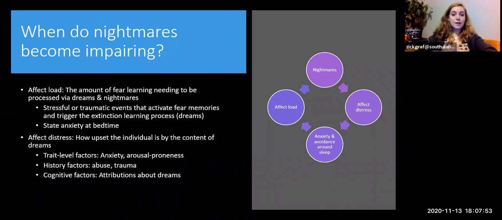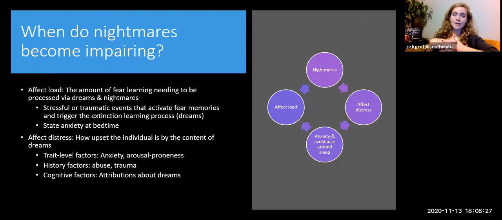How upset are you by the content of your dreams? These are things like trait level factors like anxiety, how much you tend to be upset by scary experiences, aspects of your history, like how many fearful exposures have you had in the past? How much fear learning do you have in your brain that needs to be overcome? And cognitive factors. What kind of attributions are you making about your dreams? How do you think about your dreams when you wake up? And what increases the prevalence, the frequency, and what affects the content of nightmares is our affect load. What affects our emotional response to our nightmares is affect distress.